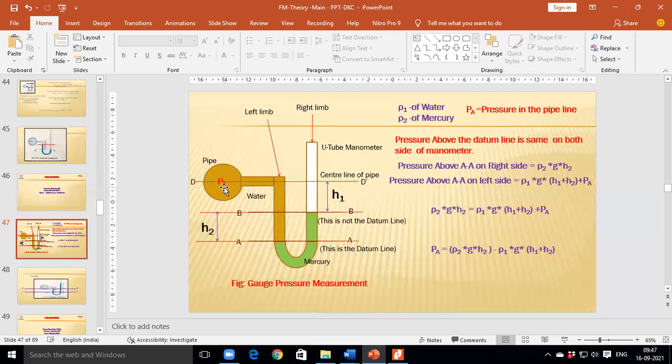What will be the total height of the water column from the center of the pipeline to the datum line? H1 plus H2. H1 plus H2 represents the height of water from the datum line to the center of the pipeline. Okay, can anybody tell me what will be the height of mercury from the datum line?